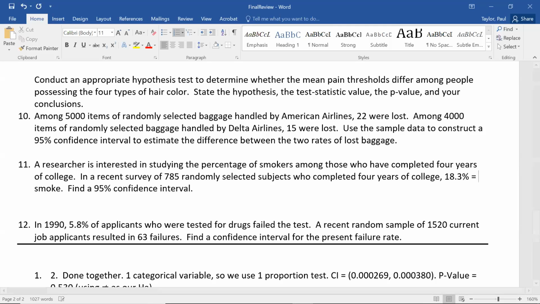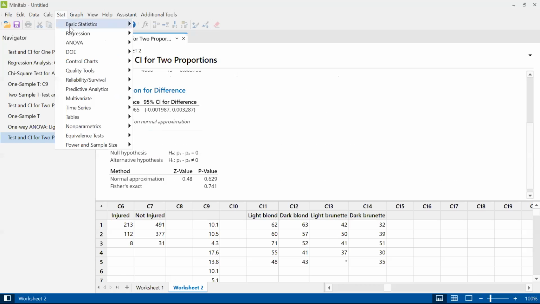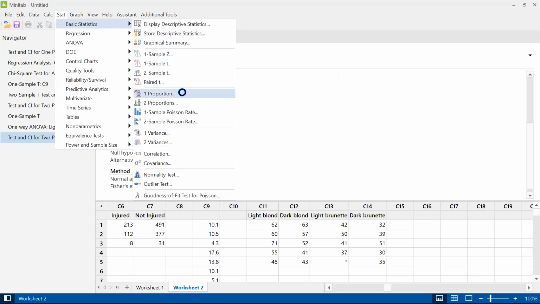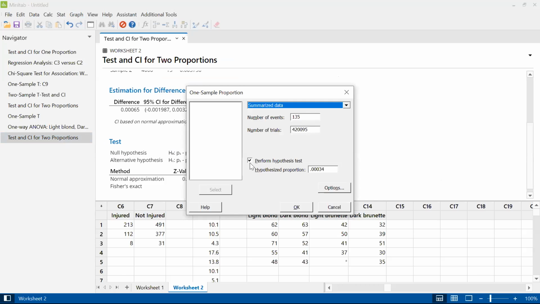We do need a number for this 18.3%, so 0.183 times 785, that's approximately 144. So it's like 143.6, but Minitab's going to want a whole number there, so we have to round that off. So we're going to put 144 out of 785 into one proportion test on Minitab. So stat, basic statistics, one proportion. We have summarized data. We're not doing a hypothesis test this time. We're doing a confidence interval.